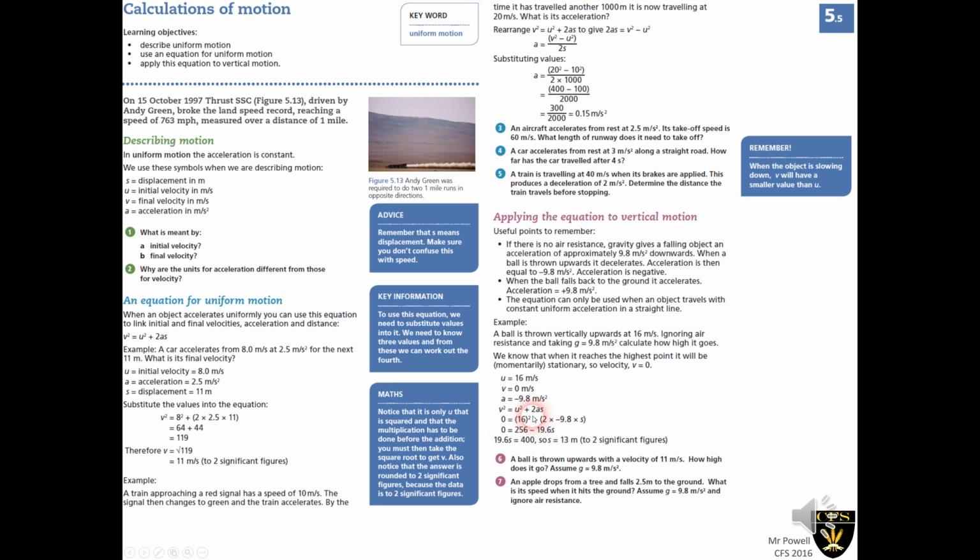So I move the 19.6s to the other side, and then I divide 256 by 19.6, and I get 13 meters. And again, I put two sig figs. This would be the most difficult calculation you would have.